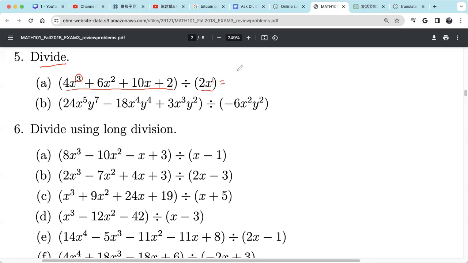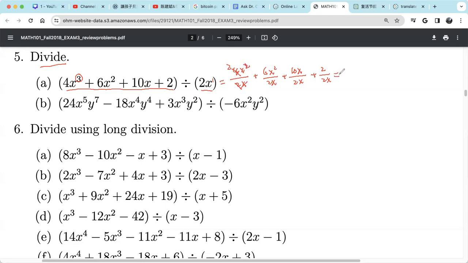So let's rewrite. We have 4x cubed divided by 2x plus 6x squared divided by 2x plus 10x divided by 2x plus 2 divided by 2x. So every term is divided by 2x. Take 4x cubed divided by 2x: 4 divided by 2, we get 2, and x cubed divided by x is x squared.